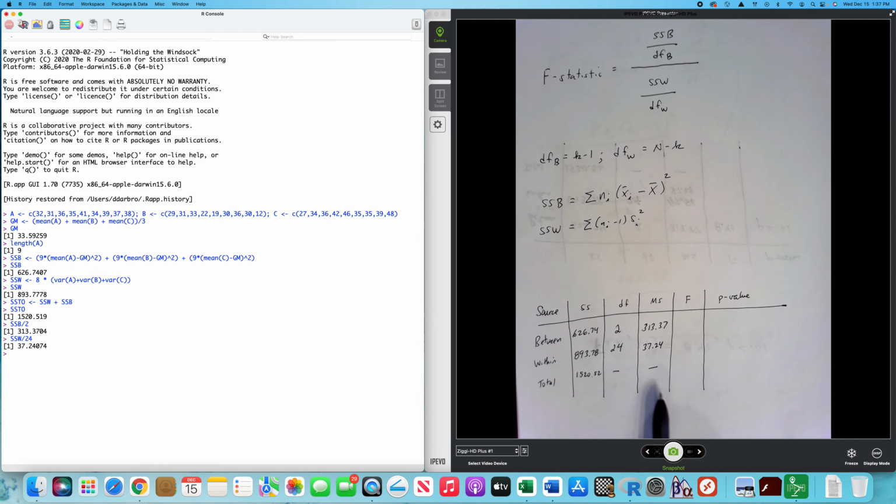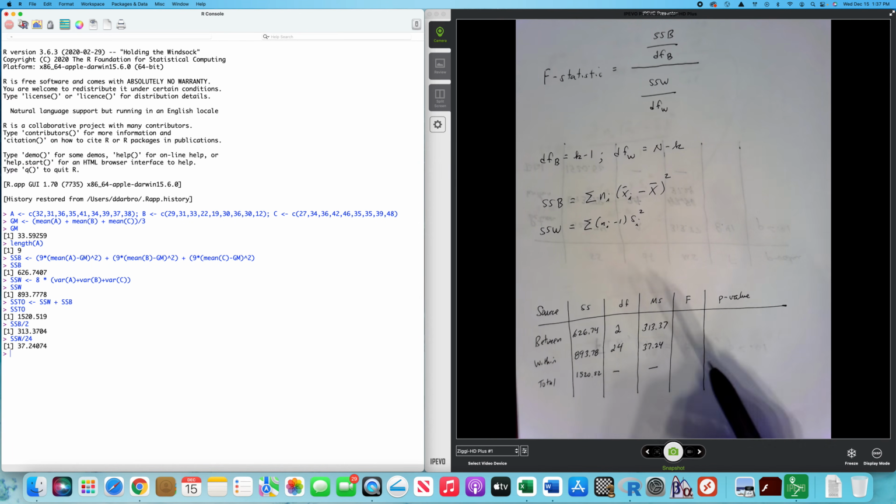Now, what happens? We leave this blank for a reason. If I take, for example, the total degrees of freedom, which would be equal to 26, and if I take 1520 divided by 26, I get a number. That number will not be equal to the sum of the mean square between and the mean square within. So for that reason, these two entries are left blank.